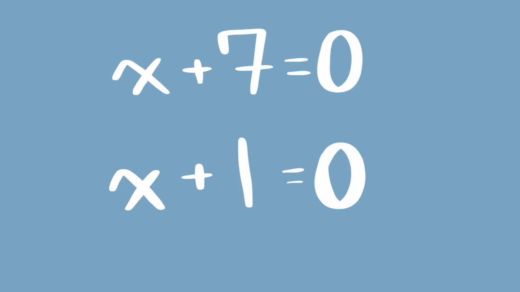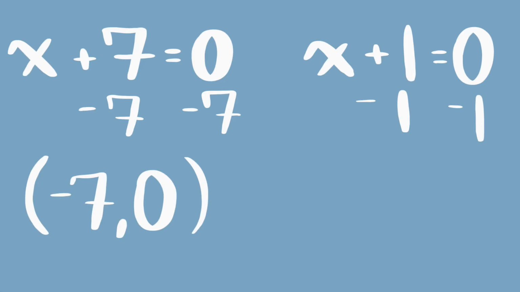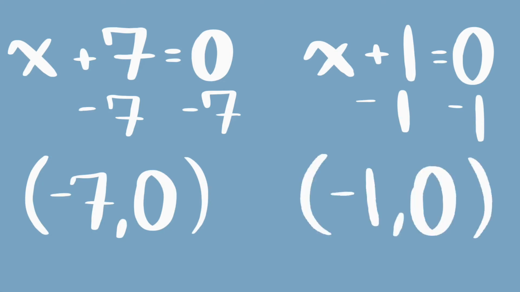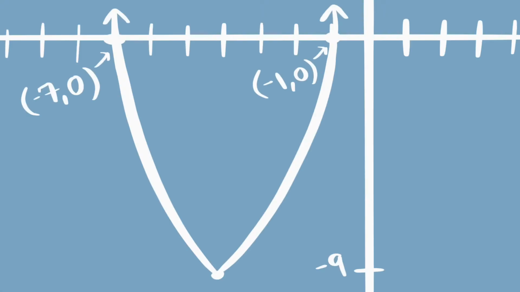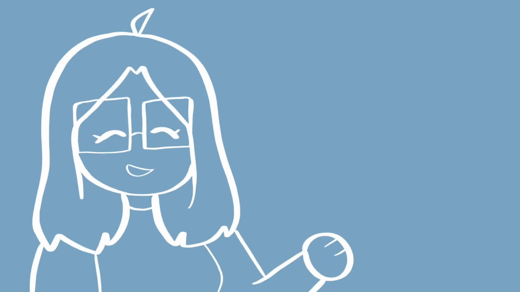Basically, you're trying to isolate the x in each of these equations. Because of this, we subtract 7 from the first one and 1 from the second. This leaves us with the roots negative 7, 0, and negative 1, 0. When everything is graphed, this equation looks like this. The x-intercepts are the two roots that we got from our answer, negative 7 and negative 1. And that's how you solve a quadratic equation using factoring.